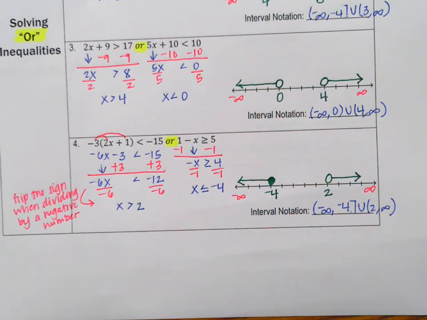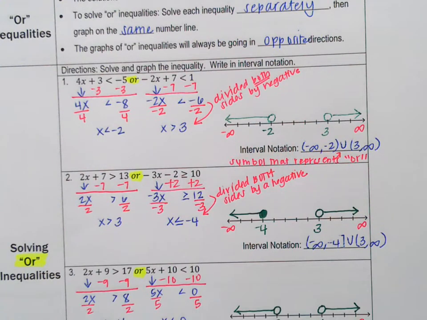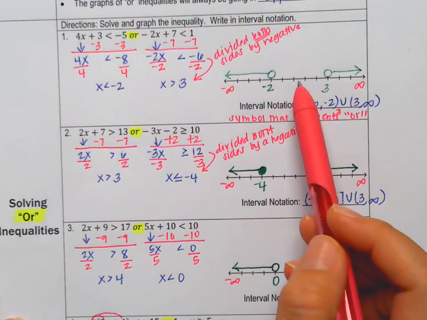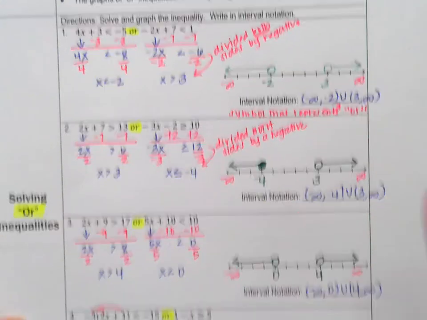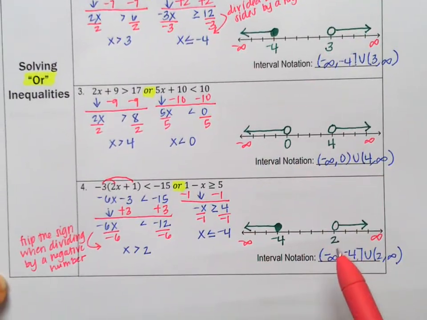The hardest part is just writing in interval notation, and I really rely on the graph to help me. The biggest thing to remember with OR inequalities is that the graphs of OR inequalities will always be going in opposite directions. So if you notice, every one of these went in opposite directions. Every single time, OR inequalities should be going in opposite directions.